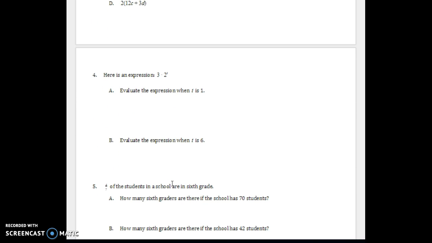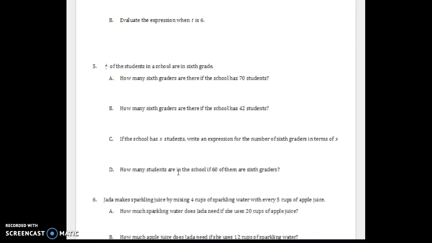Question 4. Here is an expression: 3 times 2 raised to the t power. A. Evaluate the expression when t is 1. B. Evaluate the expression when t is 6. Number 5.